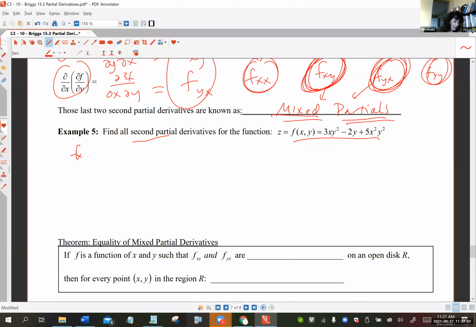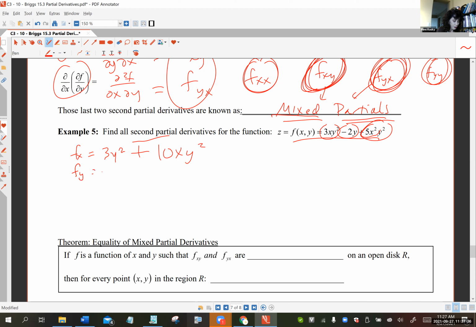So fx, don't forget, you're going to hold y constant. I'm going to go a little quickly now. The derivative of 3xy squared with respect to x is 3y squared. The derivative of minus 2y with respect to x is 0 because there's no factors of x in it, so it looks like a pure number, plus then the derivative of 5x squared y squared. The y squared is going to go along for the ride. When you differentiate 5x squared, you get 10x, so 10xy squared. And we're done with getting the first partial of f with respect to x.